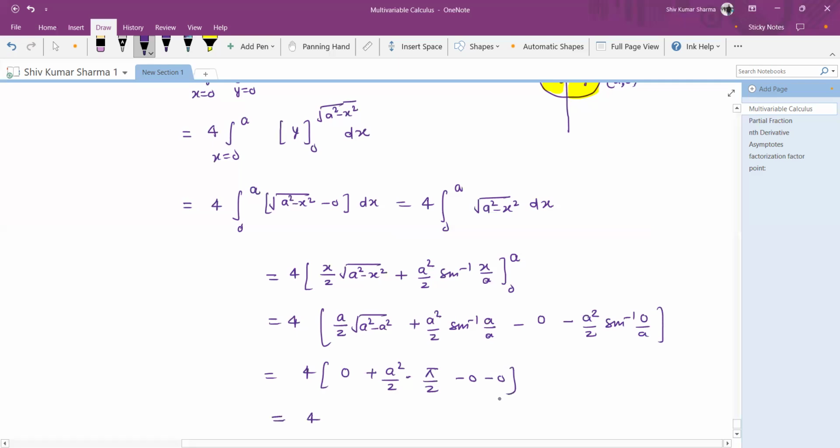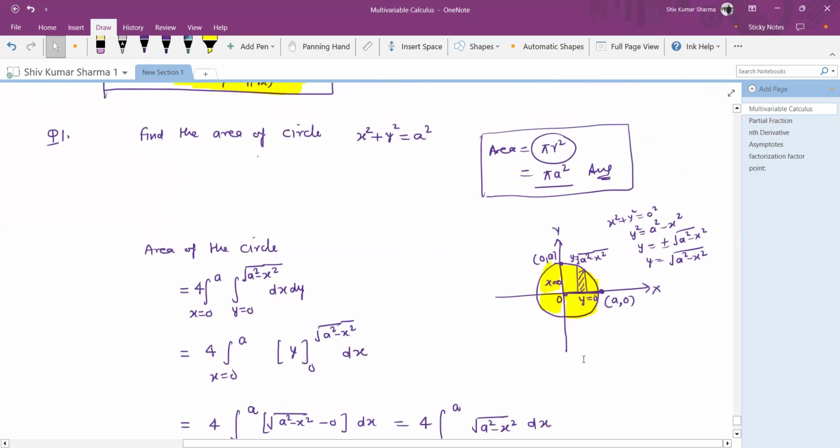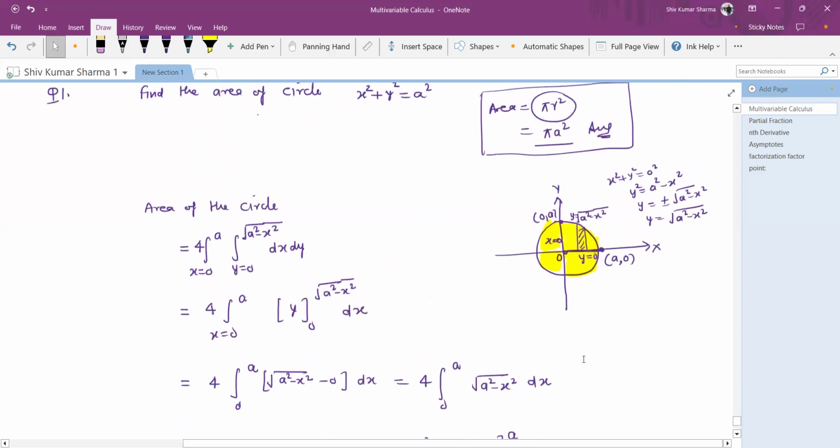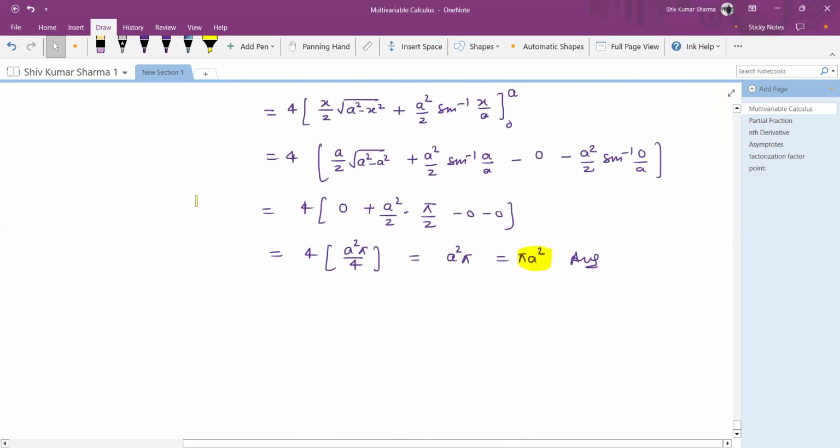So this gives us 4 into a square pi upon 4. The 4 and 4 cancel, giving a square into pi, or you can write it as pi a square. So this is our area. We have already written the answer directly: the area of a circle is pi r square, which means pi a square when a is the radius. So we get the answer pi a square. Okay, so we calculate for the first quadrant and multiply by 4, so then we get the area of the whole circle.